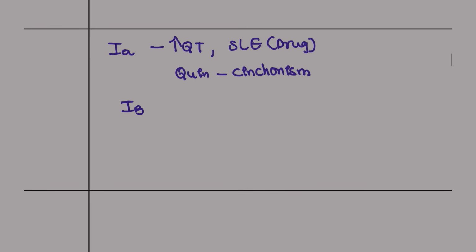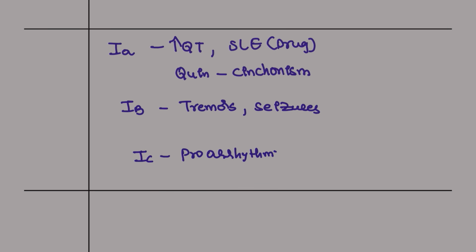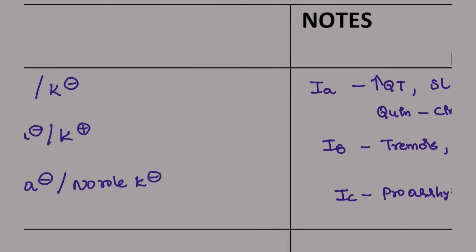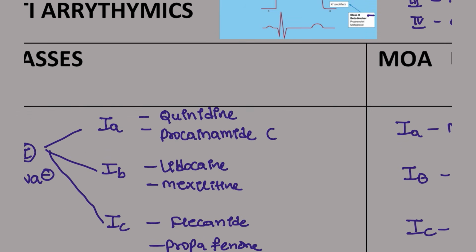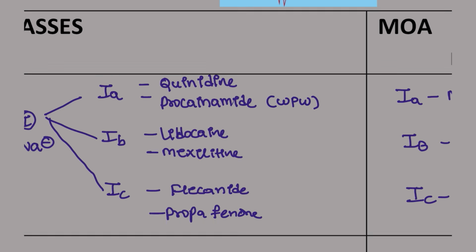Next, coming to the 1B drugs, these can cross the blood-brain barrier. They can trigger tremors also, and sometimes seizures will be seen in these patients. Next, 1C drugs. Most of the arrhythmias can be caused by these drugs, so that's why they are also known as pro-arrhythmic drugs. In patients suffering from acute MI, we avoid flecainide as a drug of choice. Next, procainamide can be given for patients with WPW syndrome. In these patients we can give the procainamide drug.